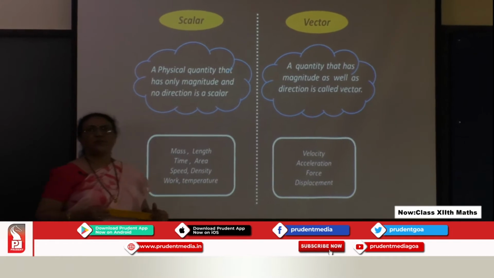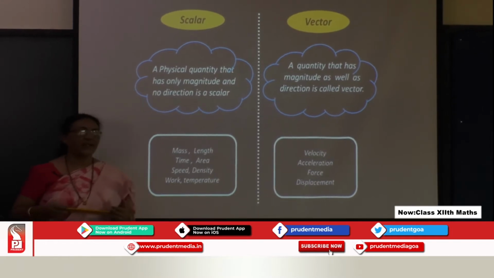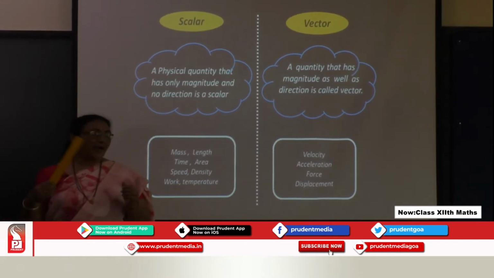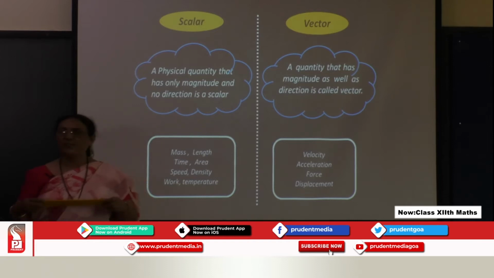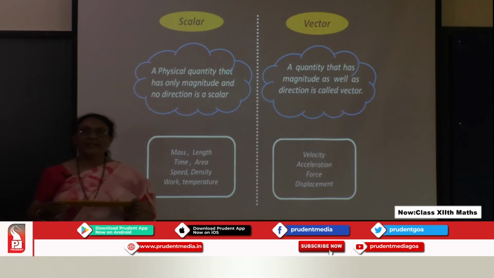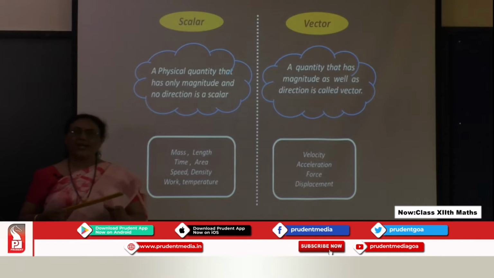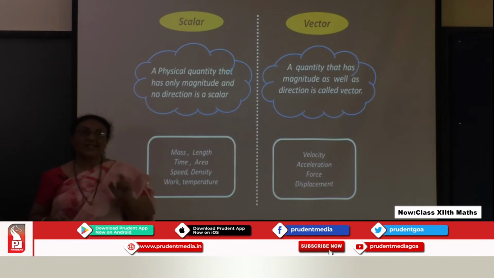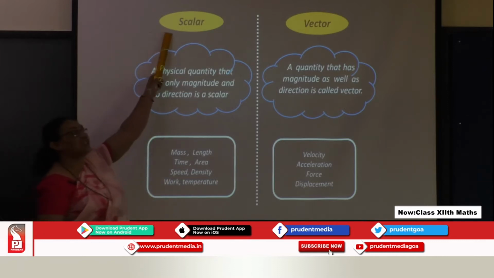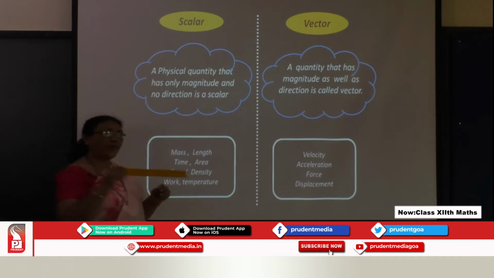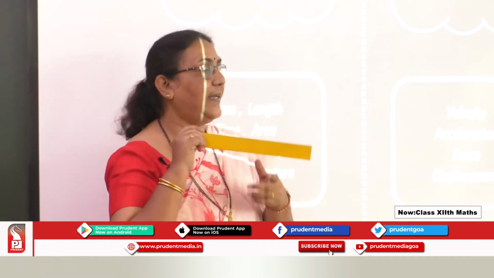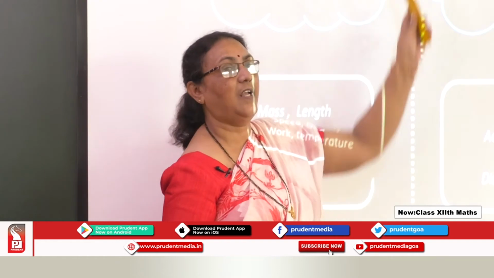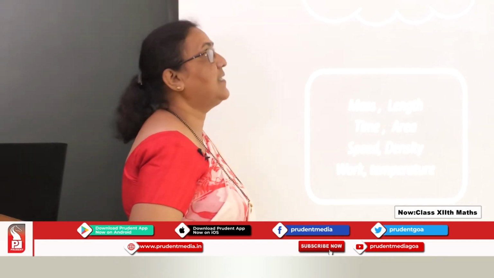What is the difference between vectors and scalars? Now I am standing here, and my height is not related to direction, so it is only height, I will get only a single number. That single number is called a scalar. If I am moving, then I will have magnitude and direction also, that is called a vector. Now see the difference between vector and scalar.